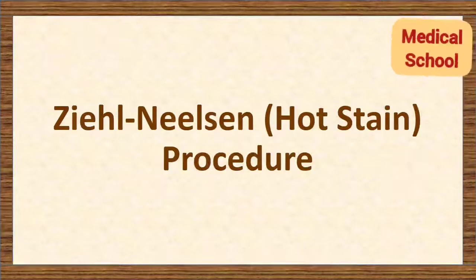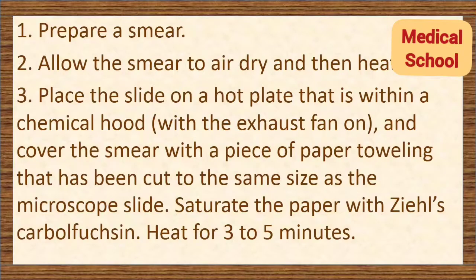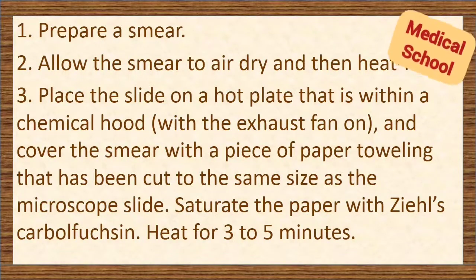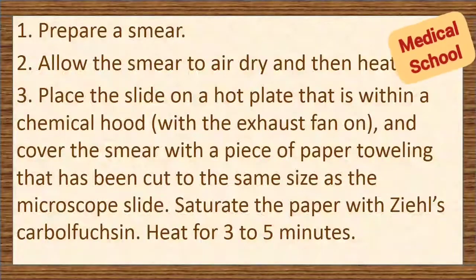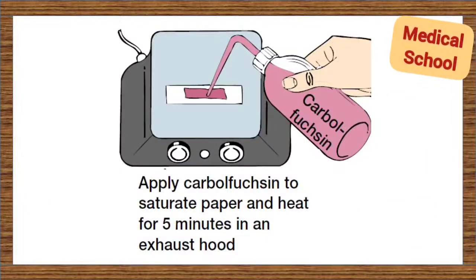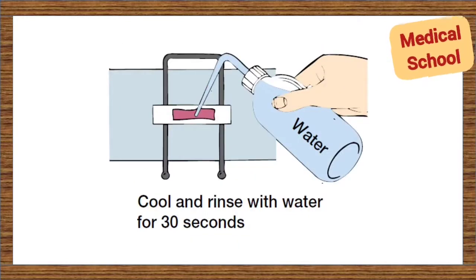Ziehl-Neelsen or hot stain procedure. Prepare a smear. Allow the smear to air dry and then heat fix. Place the slide on a hot plate that is within a chemical hood, and cover the smear with a piece of paper toweling that has been cut to the same size as the microscope slide, and saturate the paper with Ziehl's carbol fuchsin. Heat for 3 to 5 minutes. Remove the slide, let it cool, and rinse with water for 30 seconds.